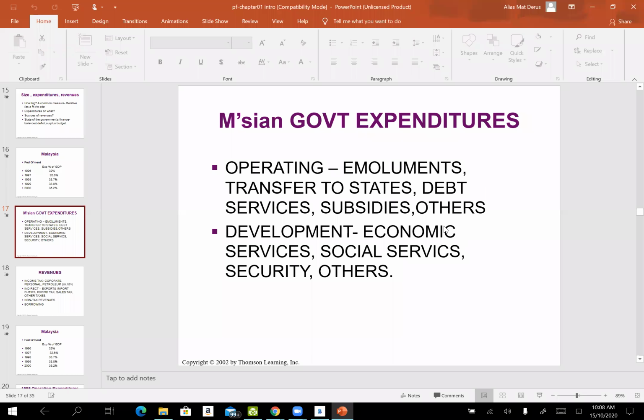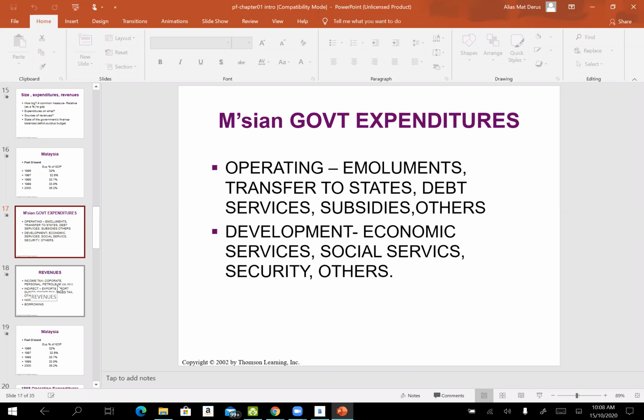So you have the economic services, social services, security, and others. Generally, development is more like investment, which contributes to capital goods. Consumption or operating is simply consumption. We'll just go with it as consumption.